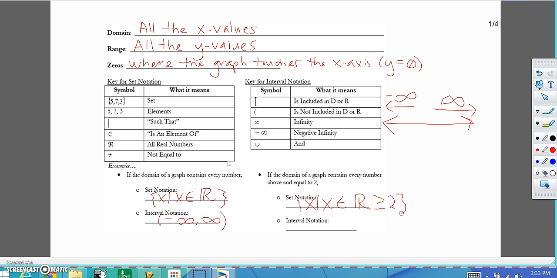For interval notation, I'm going to draw a little number line over here so you can visualize it. Here's 2. So it includes 2, and it includes everything above 2. So this graph starts at 2, and it goes to infinity. And so since it includes 2, what I do is I put a boxy bracket next to the 2. If it didn't include 2, I put a parenthesis, and I always put a parenthesis next to the infinity.